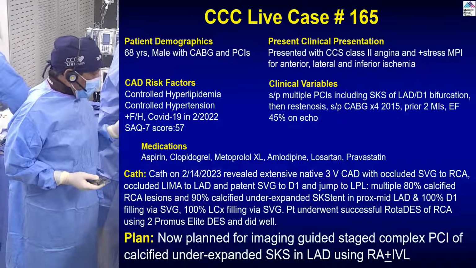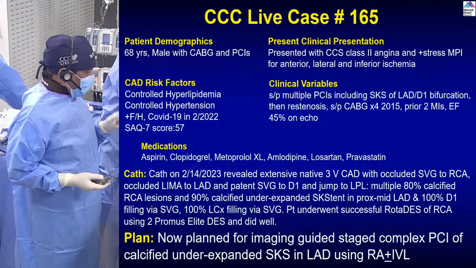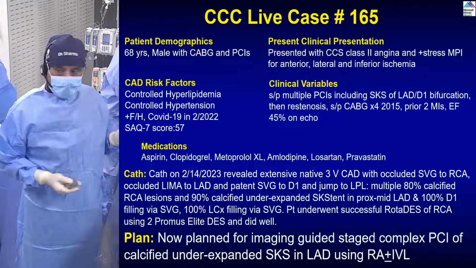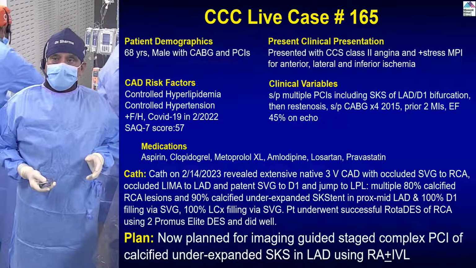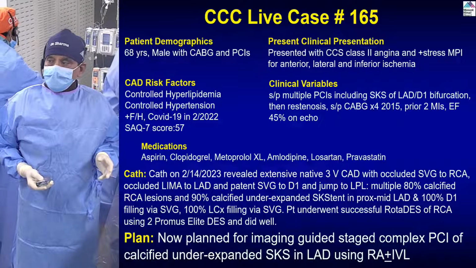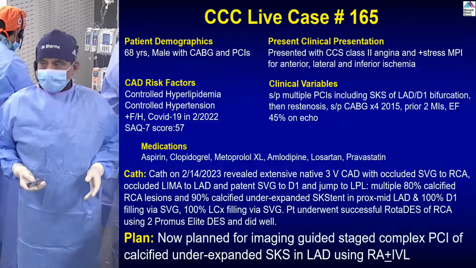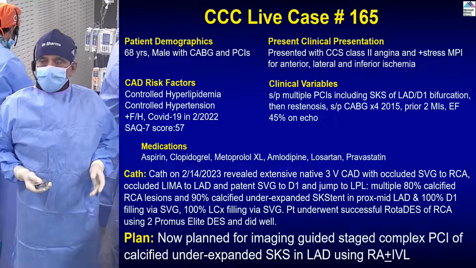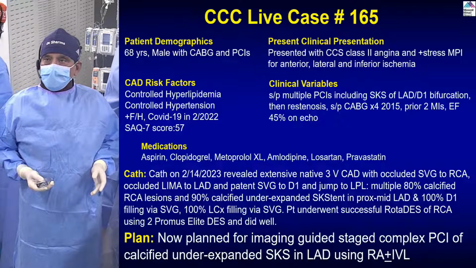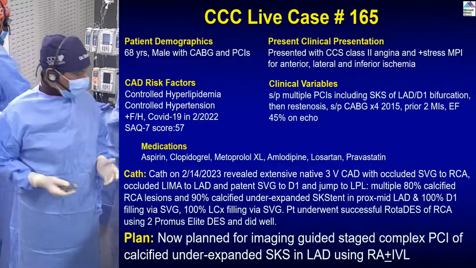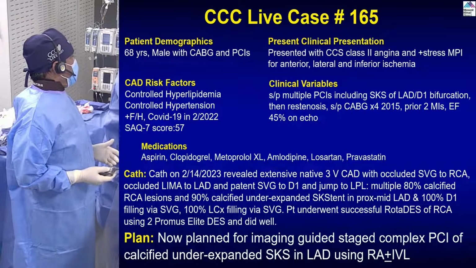Now, you did IVUS last time when you did the PCI of the RCA. What was the IVUS finding at that time? Yeah, that also showed the underexpanded stent. But IVUS went through. Yeah, it's very tough because there is a lot of acoustic shadow because of the two layers of stent and the calcium. But anyway, underexpanded stent at the bifurcation. You should have put the IVUS picture.